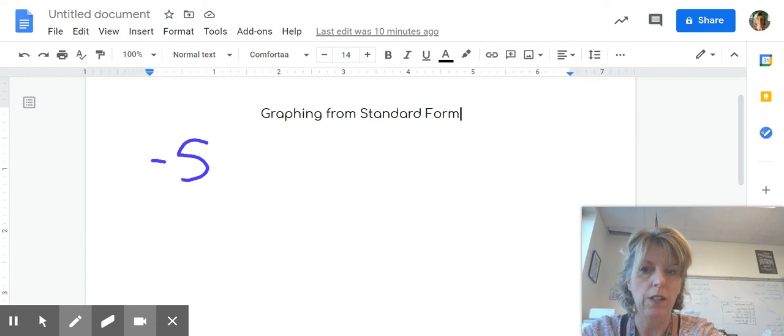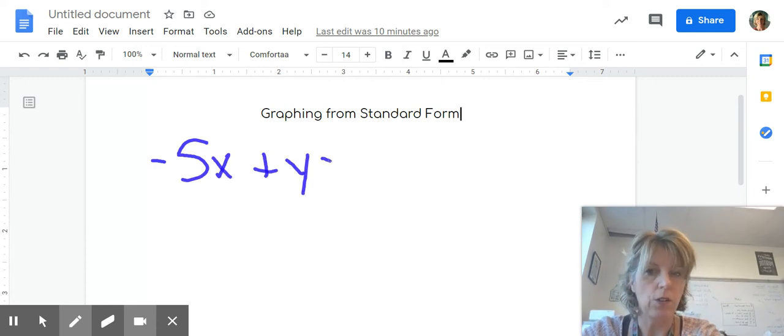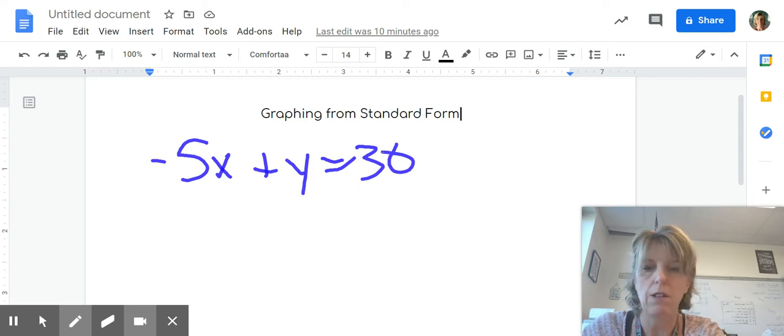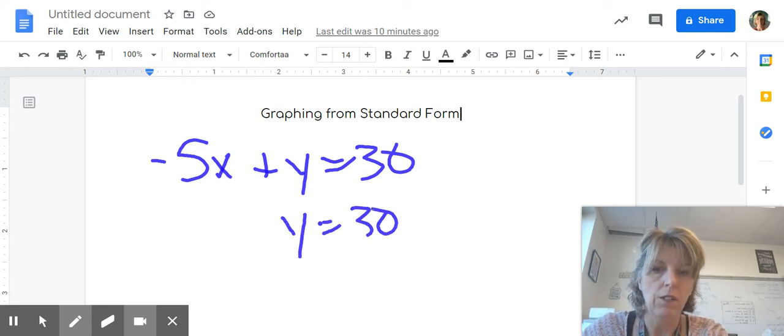Look at 4 more. 5x plus y equals 30. And if you're in class, you'll have these in your notes. I'll give you a little paper to put these on for your notes. Okay, so put a 0 in for x, and y will then equal 30. Because if I put a 0 in here, it's going to erase that and make that go away. So we get y equals 30.